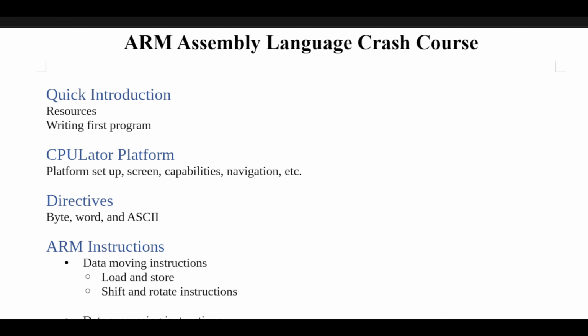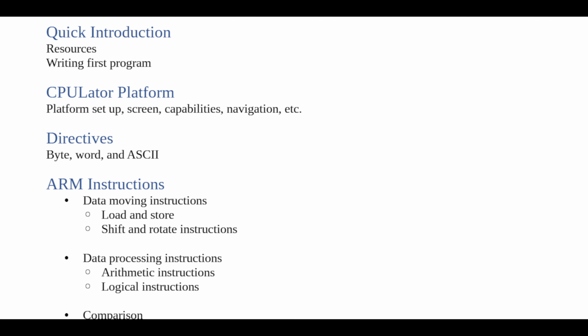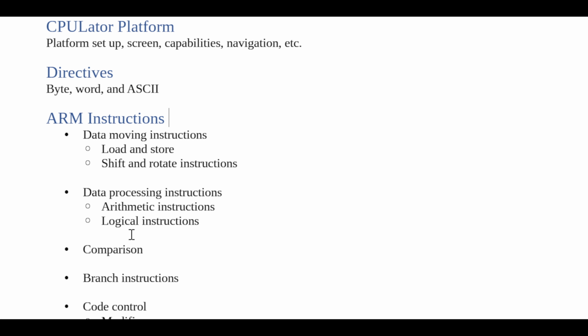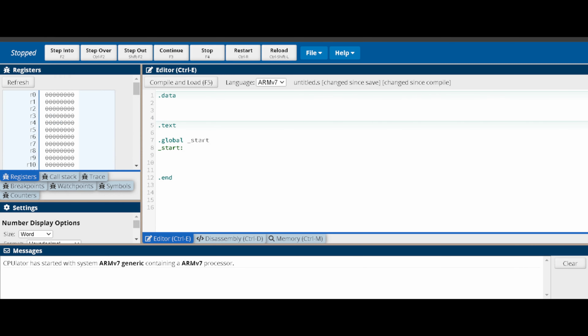Hello and welcome to this video in the ARM assembly language programming. In the previous video, we did talk about some of the instructions. We did mention the data processing and data load and store instructions, data moving instructions. In this one, we will talk about the comparison and branch instructions and also code control. So let's go ahead and get started with this.